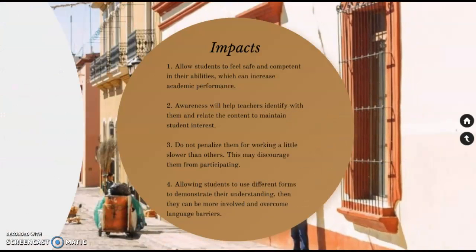And I've listed these impacts here too. One of the ones I didn't mention is that allowing students to feel safe and competent in their abilities can increase their academic performance, which goes back to creating a safe environment and encouraging them to use their native language.